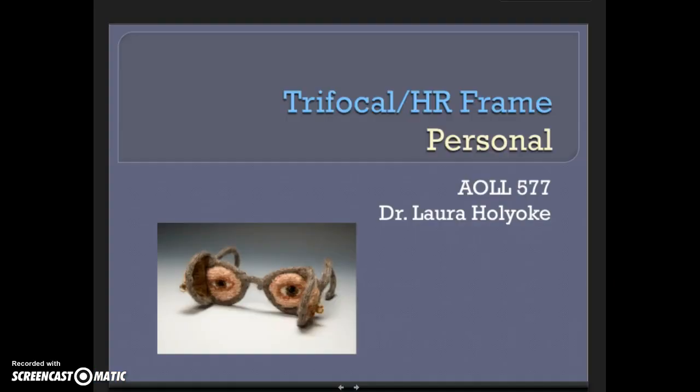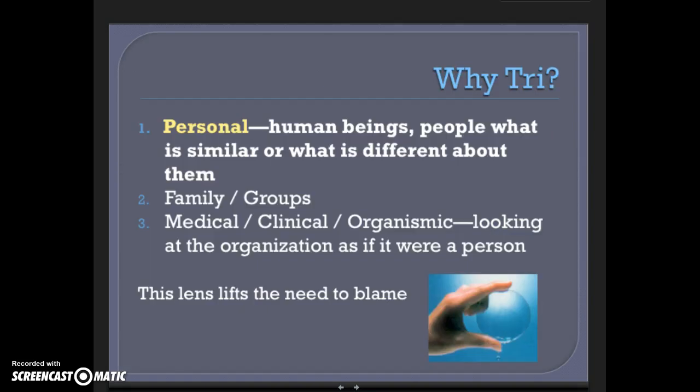Hi, this is Laura Holyoke, and I have a short PowerPoint presentation, hopefully semi-short, for the trifocal HR frame or lens. And specifically, I'm going to cover one part of the trifocal lens today. So why try? Because Bowman and Deal look at it from an HR only.